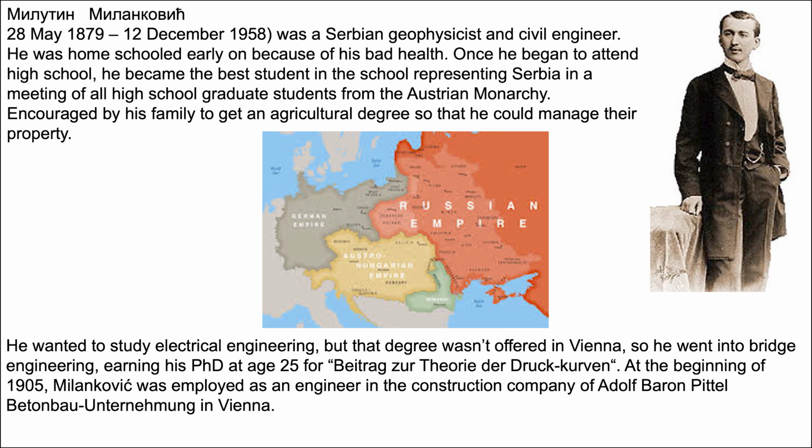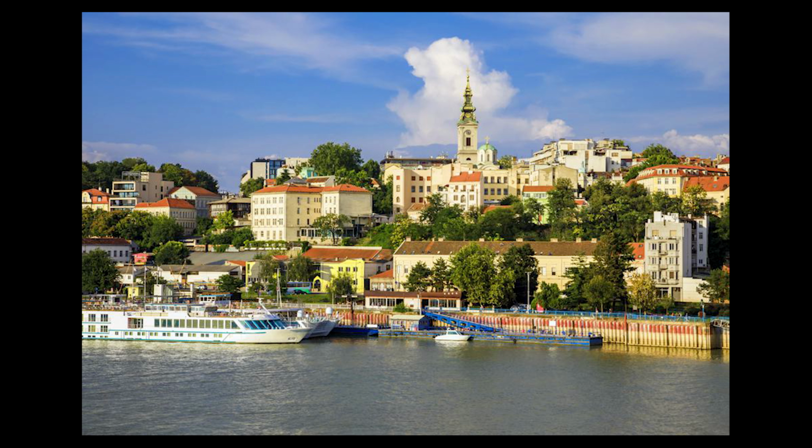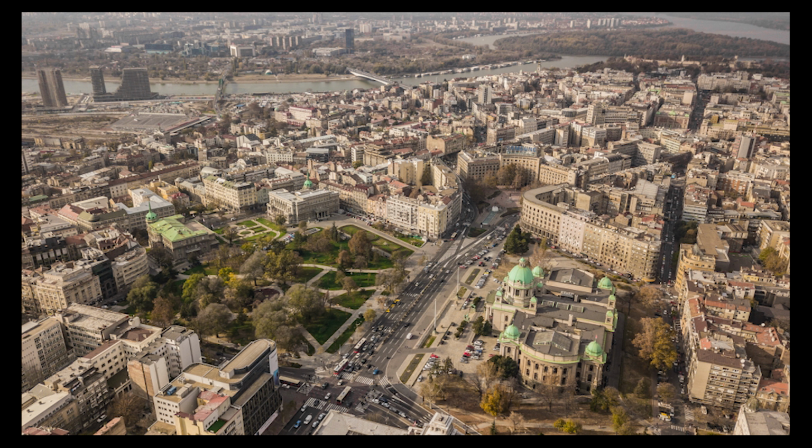But he was encouraged by his family to get an agricultural degree so that he could maintain their land holdings. He wanted to study electrical engineering, but that degree wasn't offered in Vienna where he was living, so he went into bridge engineering, earning his PhD at the age of 25 for Beitrag zur Theorie der Druckkurven, the theory of bridge curves, essentially. At the beginning of 1905, he became employed as an engineer working in Vienna, and he ended up designing lots of bridges in Belgrade, Yugoslavia today. Well, Yugoslavia in the 90s, Serbia today.